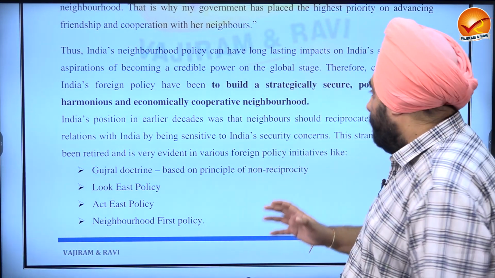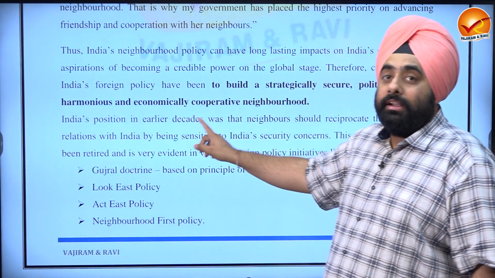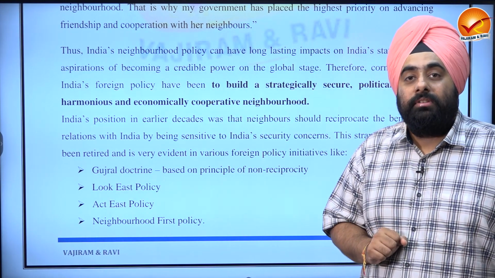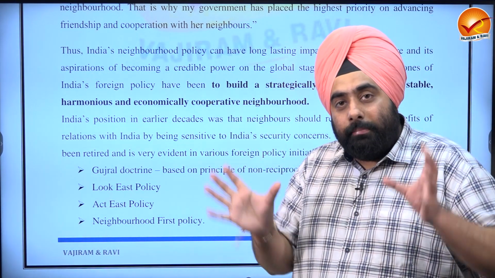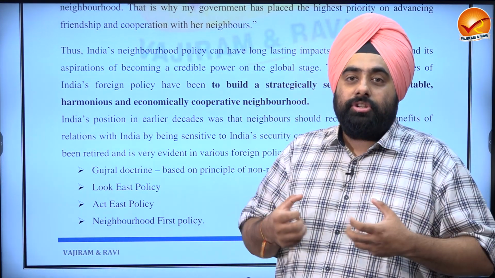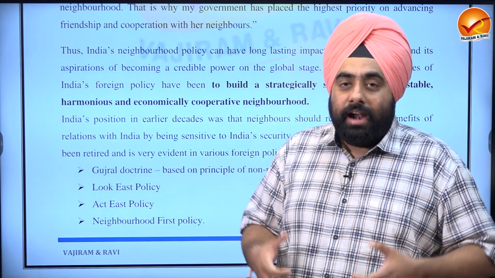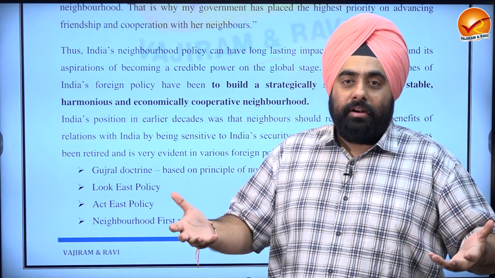Therefore, it is better to have strategically secure, politically stable, harmonious and economically cooperative neighborhoods. If we have such a neighborhood, that is best for India's interests. That is how India would flourish and prosper as a country, and India can fulfill its global aspirations to become a global power.